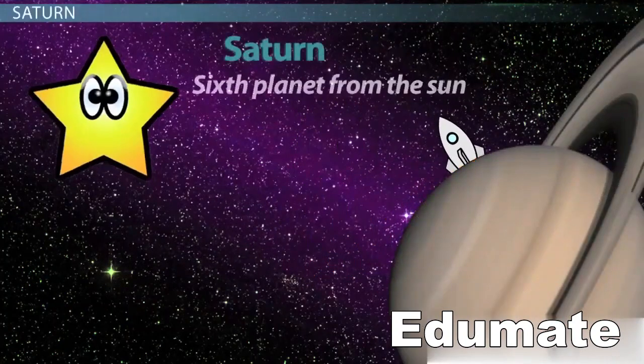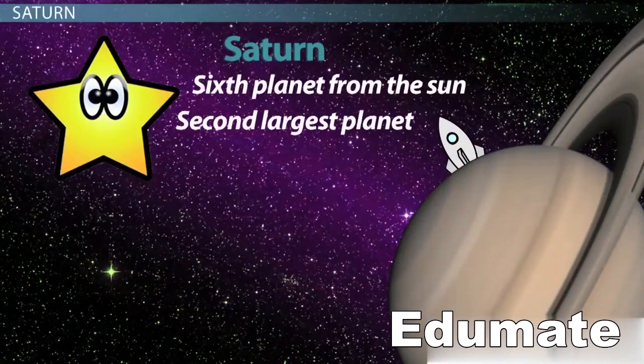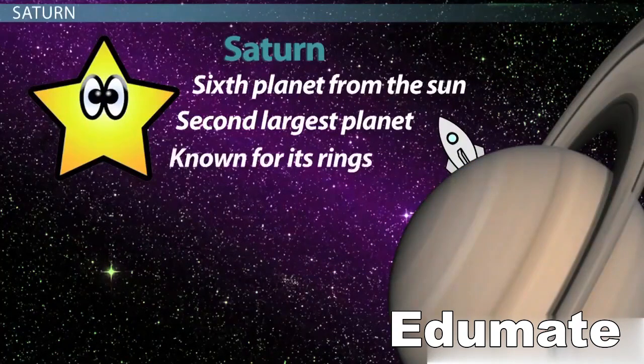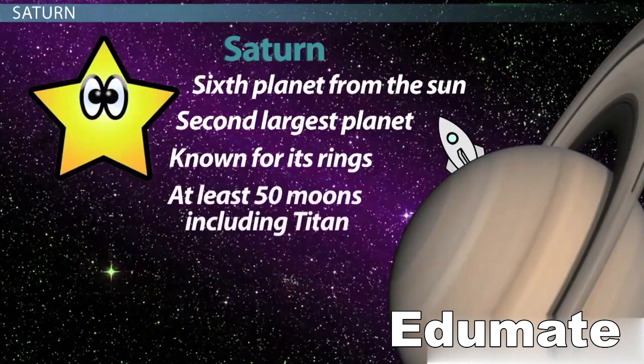The next stop on our tour is Saturn. Most people know Saturn for its rings, which are the brightest rings in the solar system. Many people don't know that Saturn is also a windy place, with winds at its equator that get up to 1,100 miles per hour. Saturn also boasts 50 moons, including Titan.